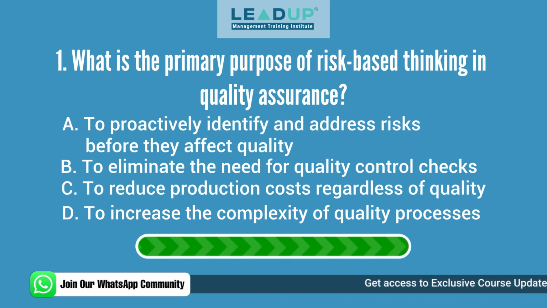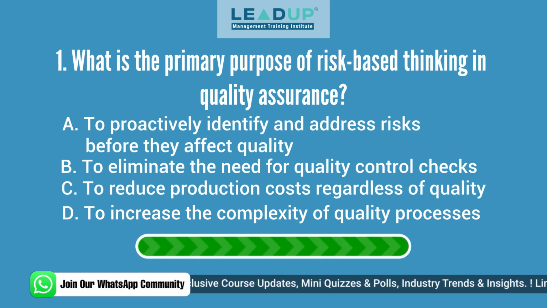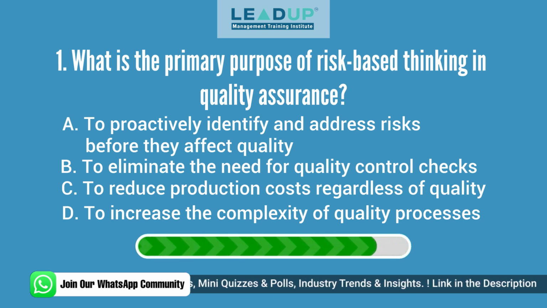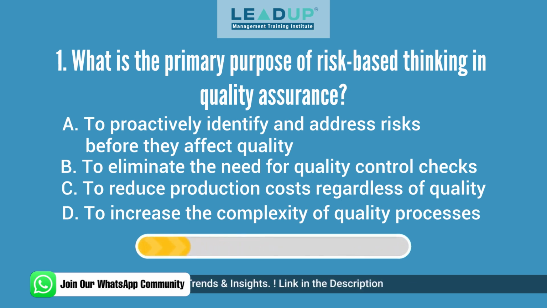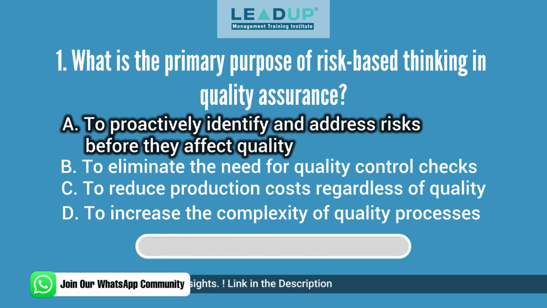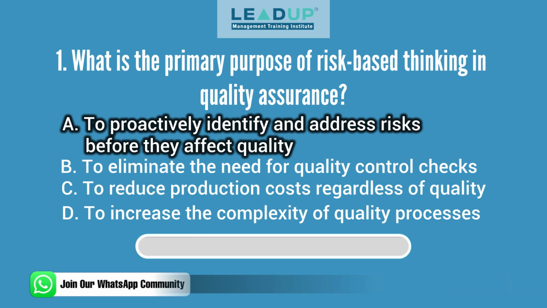A. To proactively identify and address risks before they affect quality. B. To eliminate the need for quality control checks. C. To reduce production costs regardless of quality. And D. To increase the complexity of quality processes. The answer is to proactively identify and address risks before they affect quality.